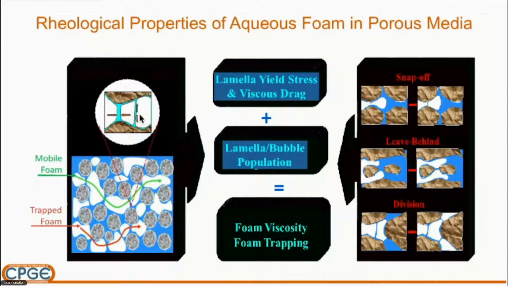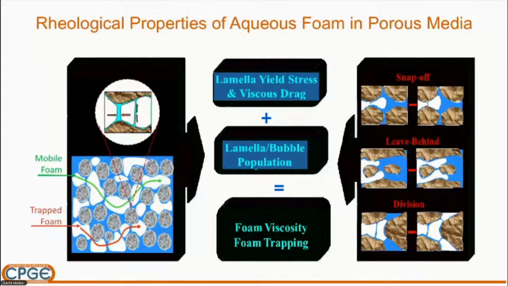in motion. So if you consider foam as a pseudo phase, the magnitude of foam viscosity and the amount of foam that is trapped in the pore space are going to be determined not only by the lamella yield stress and viscous drag, but also by the density or the population of the lamellae or the bubbles.